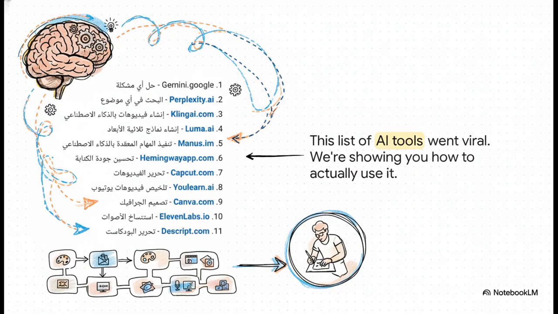And there it is. This is the image that got everybody talking. And look, it's a great list of some really powerful AI tools, no doubt. But it's just that, a list. It doesn't show you how to make anything, and that's where we come in. We're going to connect these dots and turn this into a real, functional, creative workflow.